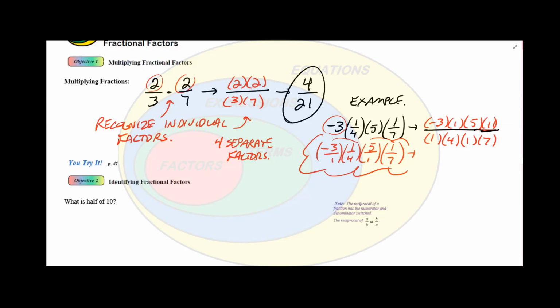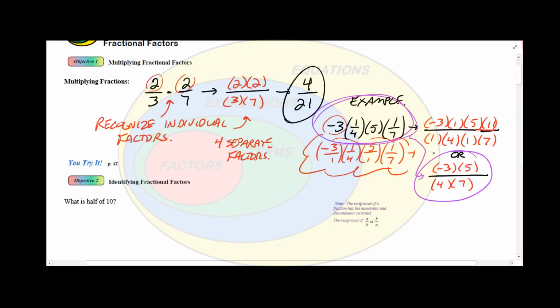Does that make sense? Now, the ones, do I really need to keep track of factors of 1? Because when I multiply by 1, basically nothing happens. So the main factors that I care about are -3 and 5 on top and 4 and 7 on the bottom. Now I want you to look at kind of what we started with and think about what factors are important.